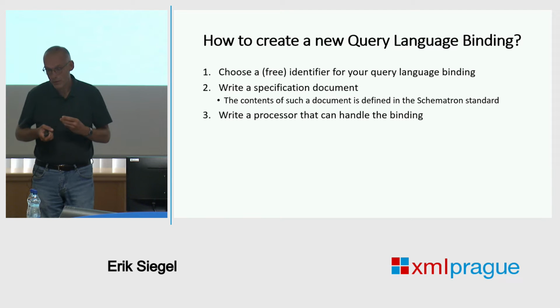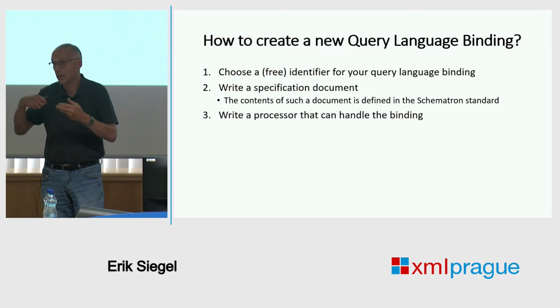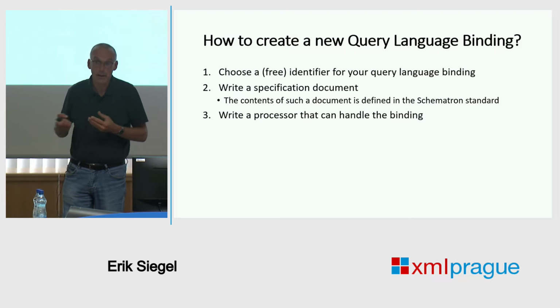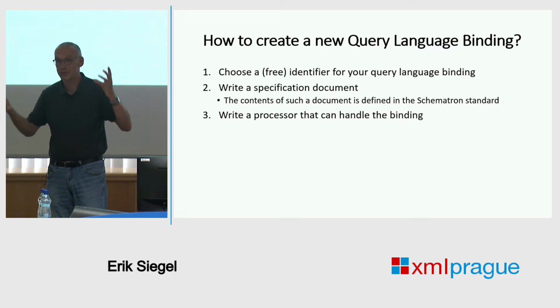And for the defined names, it has them in appendices. So you can look up what's there and write such a document. It's small, usually only 1 page long or so. And then comes the really hard part, of course. You have to write your own Schematron processor for your beautiful Schematron expression language.